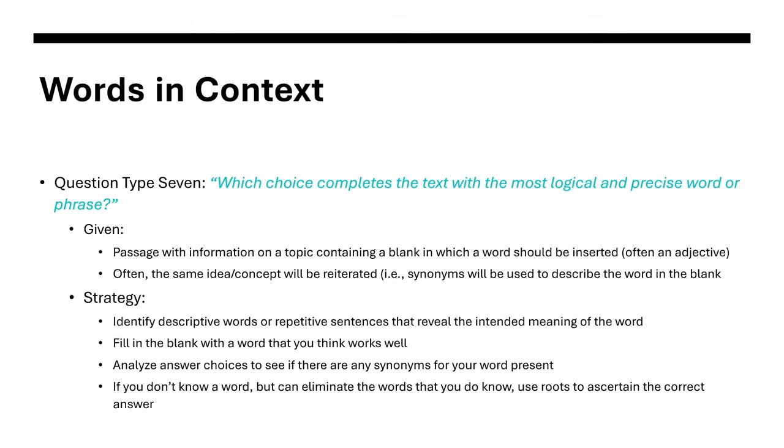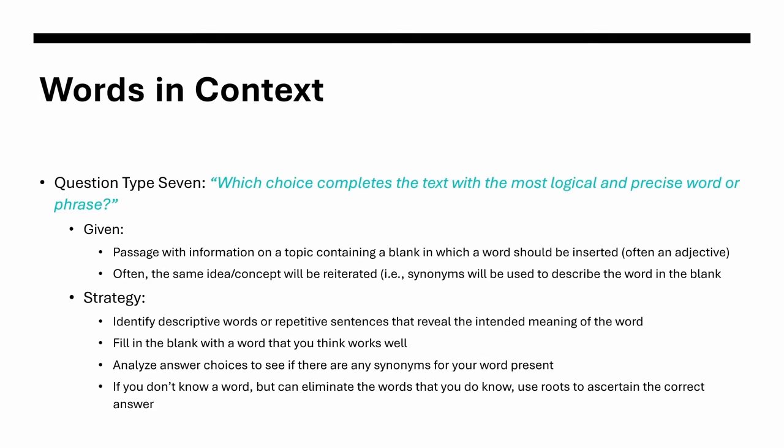Next, you're going to fill in the blank with a word that you think works well. And you might not even look at the answer choices at this point. You might just think, I think that the word because would go really well here. Or I think that the word white would go well here. Or I think that the word rich or poor or whatever, right? You're going to then analyze the answer choices, see if the word that you put in the blank by yourself correlates with some of those words in the answer choices. So let's say I said the word rich, and then one of the answer choices was the word wealthy. Well, that's probably the answer, right?